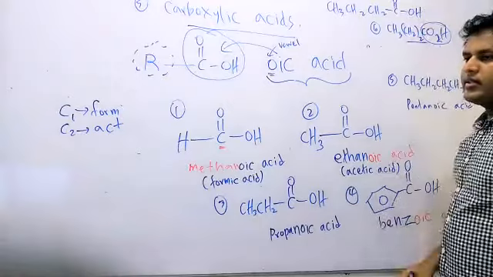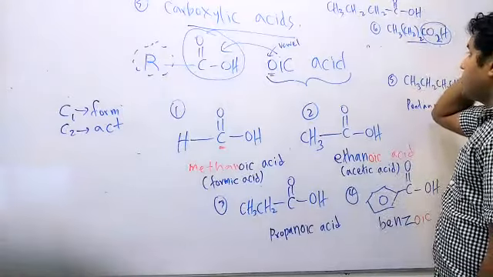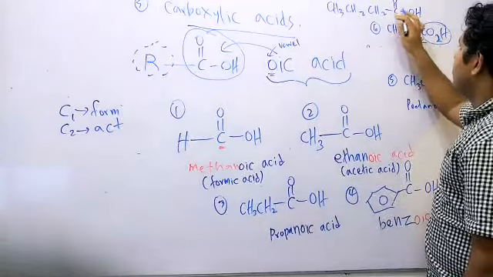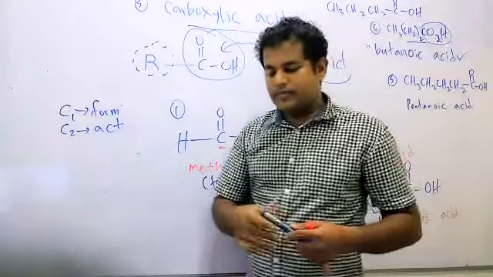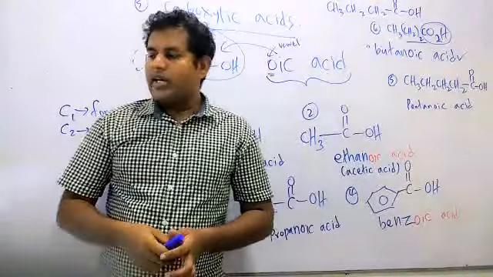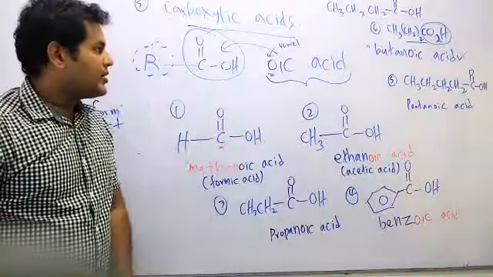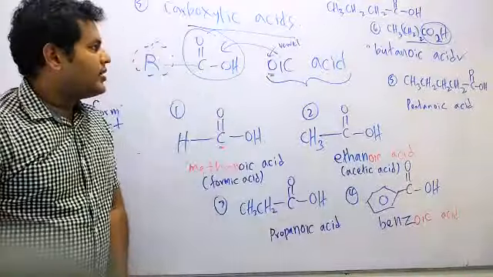So CH3, CH2, CH2, COOH. How many carbons? 1, 2, 3, 4. 4 means but. Butane. Butanoic acid. So it's butanoic acid. That's it. So then let's move to the next one.